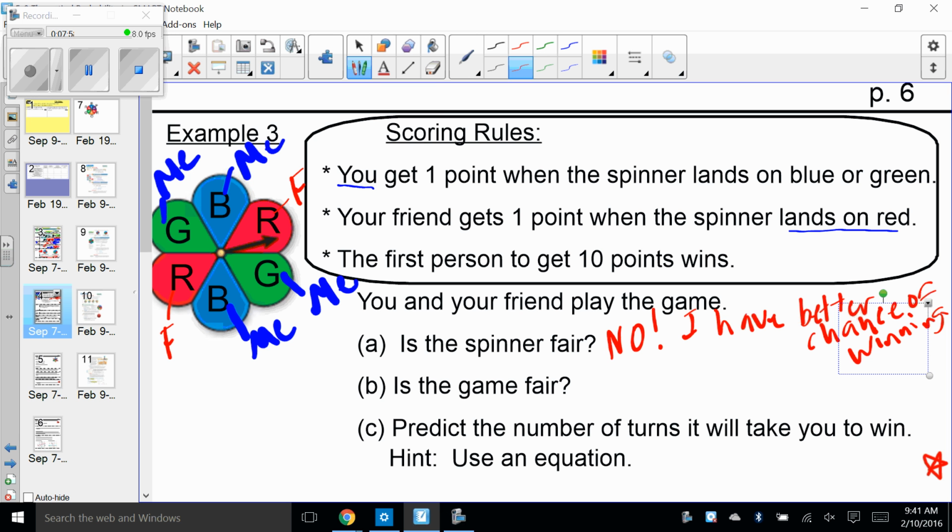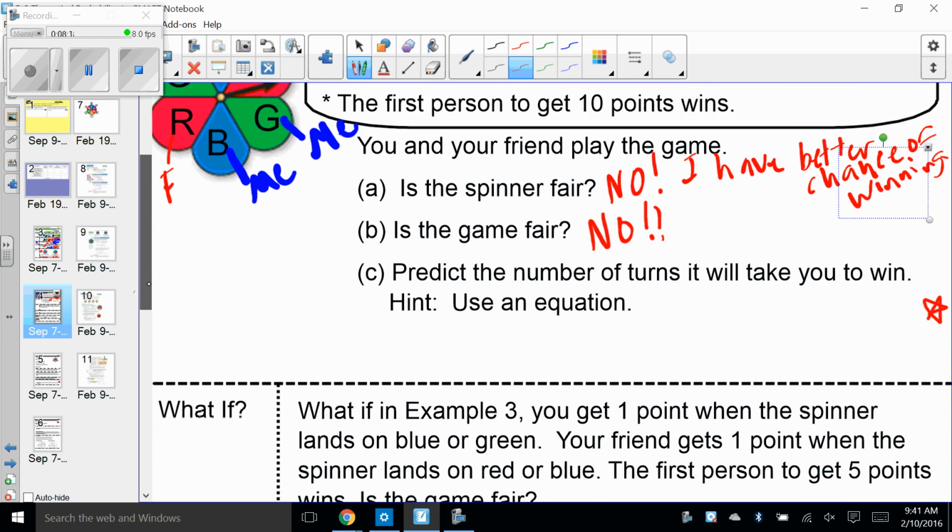Is the game fair? So I score a point if I land on blue or green. My friend scores a point if they land on red. Is the game fair? No. It's the same for the same reason. The spinner's not fair. So the game can't be fair. Predict the number of turns it will take you to win. Hint, use an equation. Well, let's go ahead and talk probabilities first.